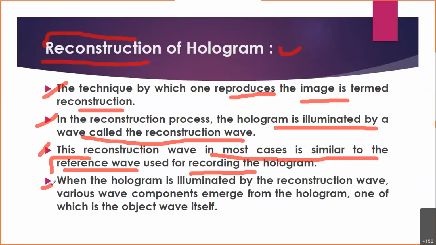Okay, and the fourth one, you see, when the hologram is illuminated by reconstruction wave, various wave components emerge from the hologram, and one of which is the object wave itself. So जब आप light, when you incident the reference wave, और variety of angles, अलग अलग एंगल से अगर आप लाइट इंसिडेंट करोगे, so several components will emerge out. सो एक पर्टिकुलर केस ऐसा होगा जिसमें वो ऑब्जेक्ट से भी आपका जो एमिट हो रहा है वो भी आपको दिखाई देगा. So it all depends on the angle at which you are incidenting the reference wave.